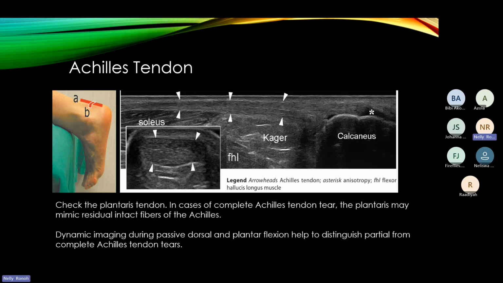Dynamic imaging during passive dorsiflexion or plantar flexion helps to distinguish between partial and complete Achilles tendon tears. In most cases, when there is a complete tear, you will not be able to do those maneuvers, the plantar flexion and those dynamic maneuvers.